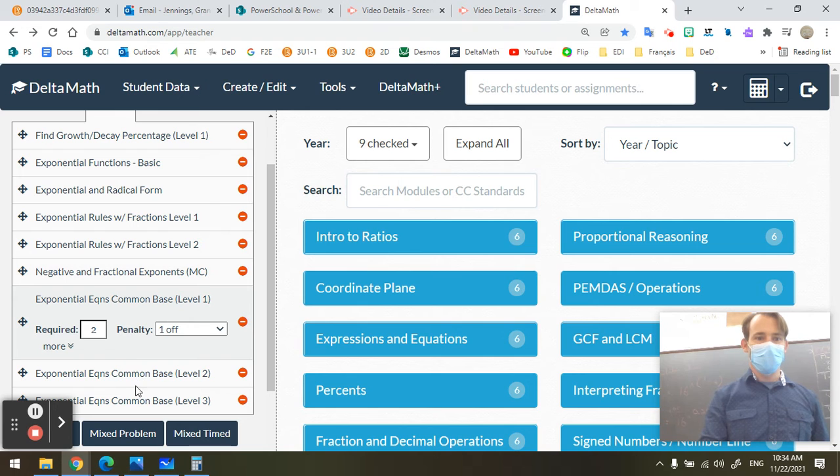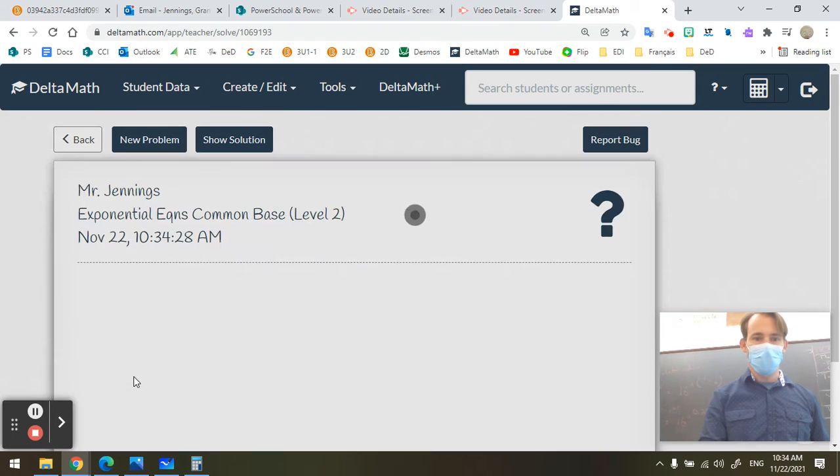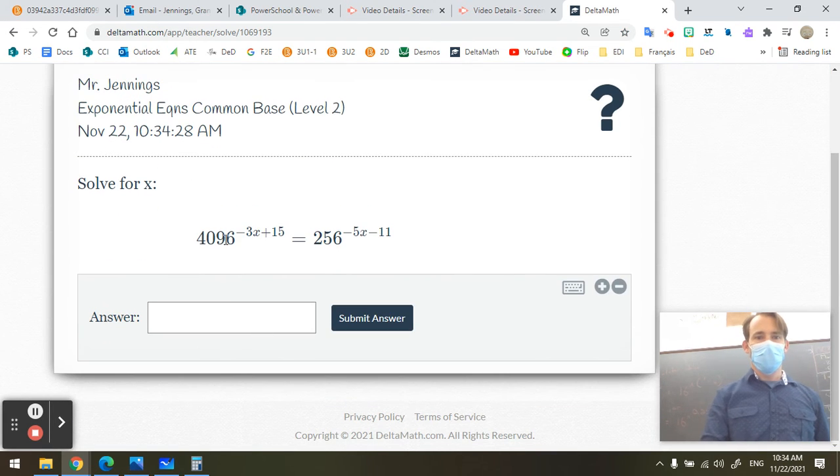Okay, let's take a look at one of these level 2 ones. Okay, 400 is wow. So this is the clue that it's going to be base 2 here. All right, so let's do that. First step is to copy out the question.